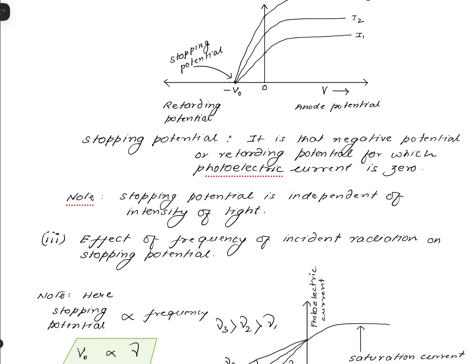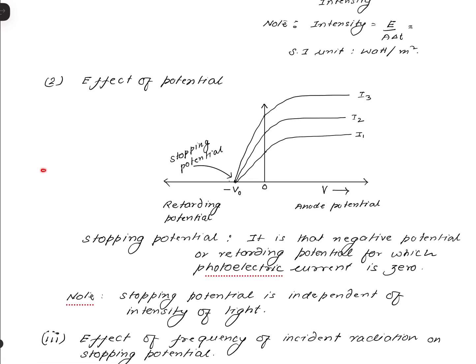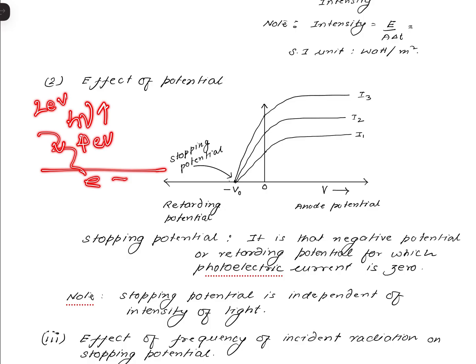Now, what about frequency? Suppose this is a plate, there is an electron. Before, the energy was given by h nu. If I increase the frequency, the energy will also increase. Before it was 2 electron volt. Now let's say it is getting 4 electron volt because of the increase of frequency. So the electron will get how much? 4 electron volt.